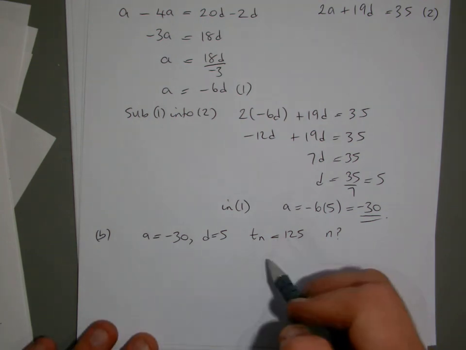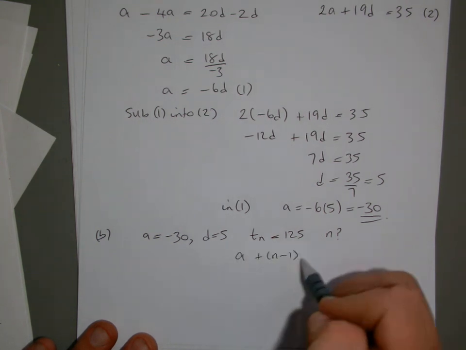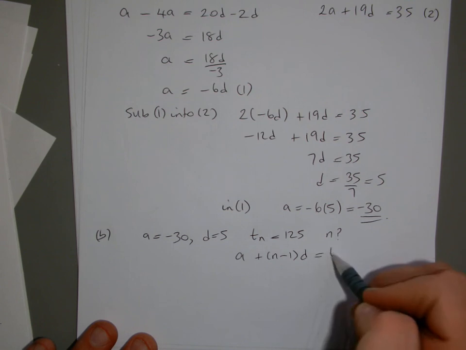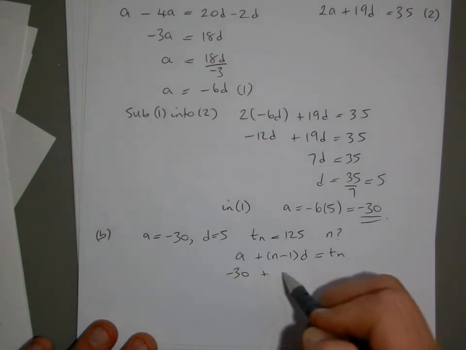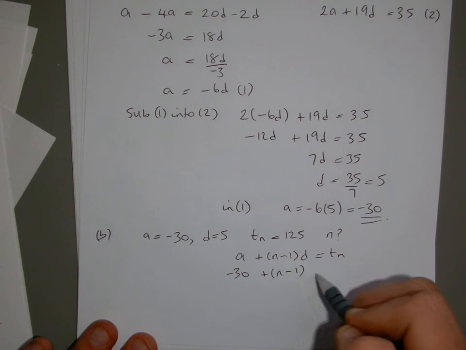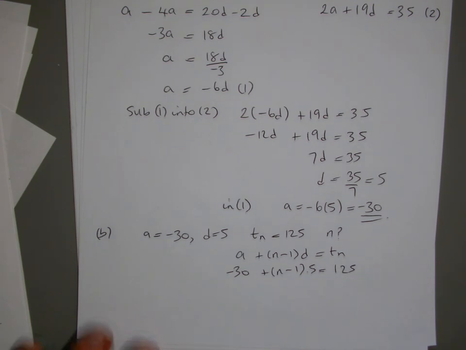Okay, so remember the nth term formula is A plus (n minus 1)D. Okay, that's what the nth term formula is. So we know A is minus 30. We know the difference is 5. And now we know that the nth term here is 125. So by working backwards now, we can work out what n is.